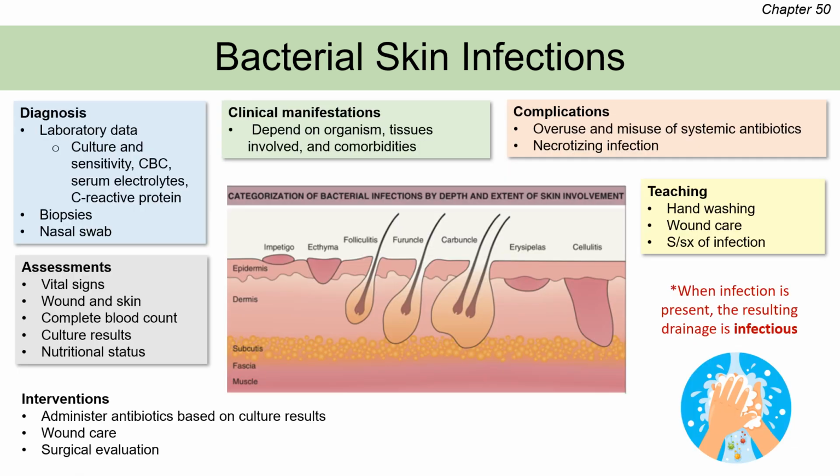So the way you're going to diagnose this, we can use one of those culture swabs. We can look at lab work. We can look at electrolytes and C-reactive protein. So when a C-reactive protein is elevated, that means there's some type of inflammatory response from the body. Biopsies can be performed, and we can also do nasal swabs.